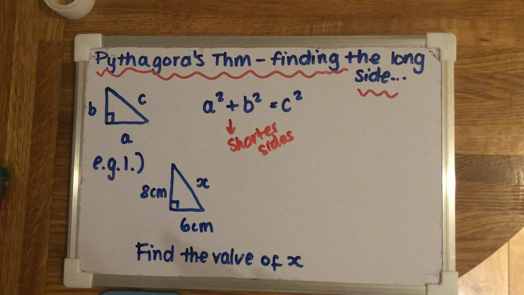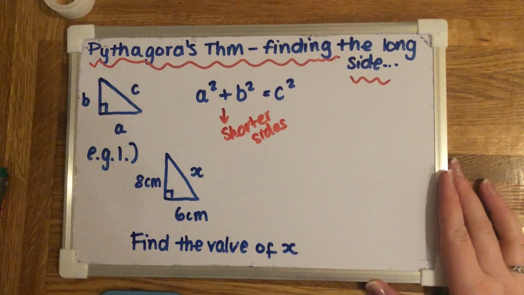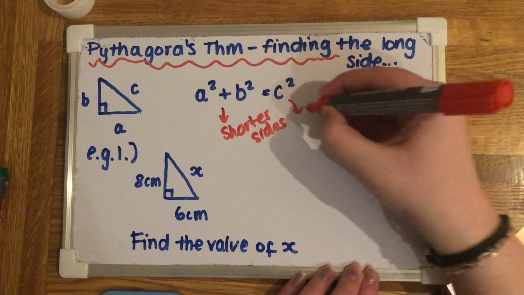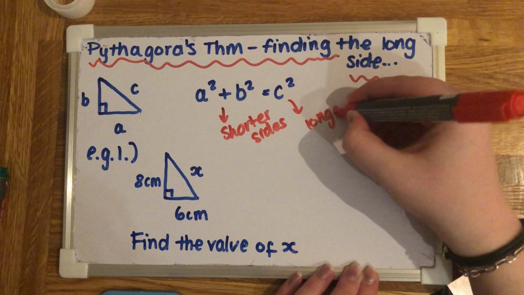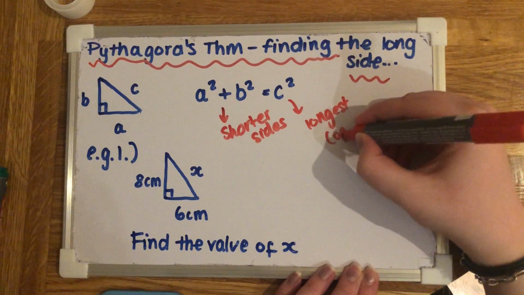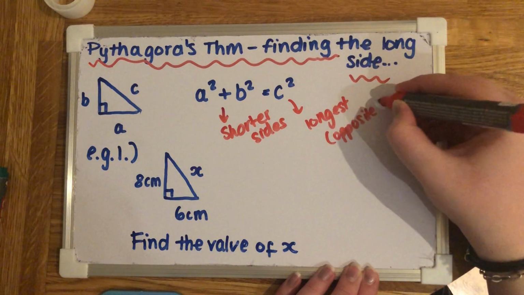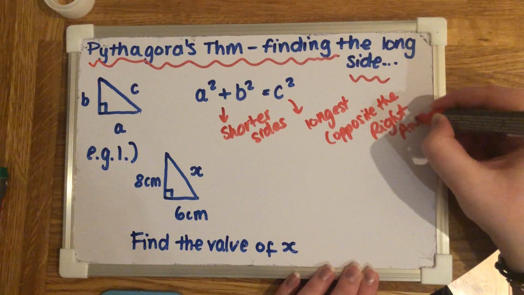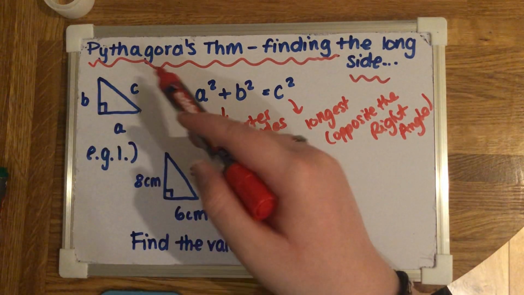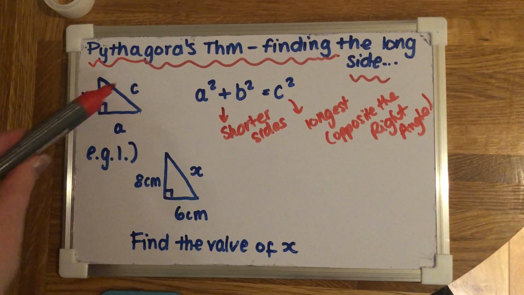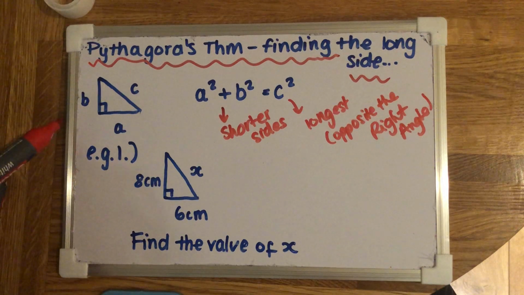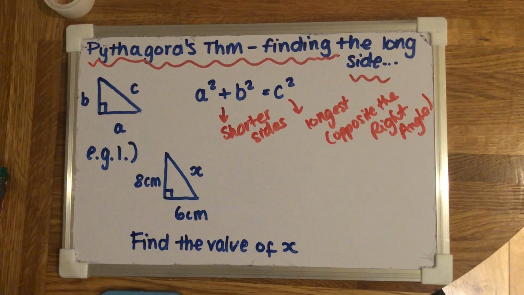And I know sometimes you look at a shape and you think, well, I don't know which ones are the shortest, which totally makes sense. C represents the longest side. Now, the easiest way to know which one that is, it's always opposite the right angle. Okay, so if we look at the little triangle that we've done here, C is opposite the right angle there, whereas A and B have the right angle on their line. Okay, so that's the easiest way to remember it.